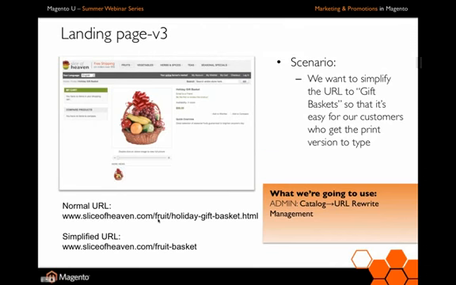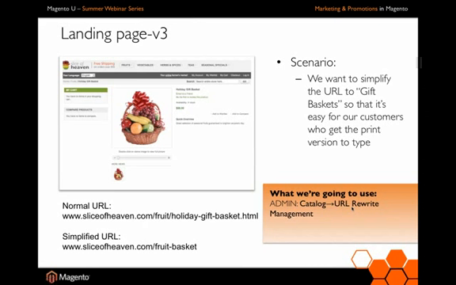Let's say it's sliceofheaven.com/fruit/holiday-gift-basket.html, which they can certainly do, but if you're going to put it in a print version of this flyer, then you often want a simplified URL so that your customers have much less to type to get there. So if we wanted to create the simplified URL of sliceofheaven.com/just-fruit-basket, we would support that using the URL rewrite management tool, and that's in the catalog menu.